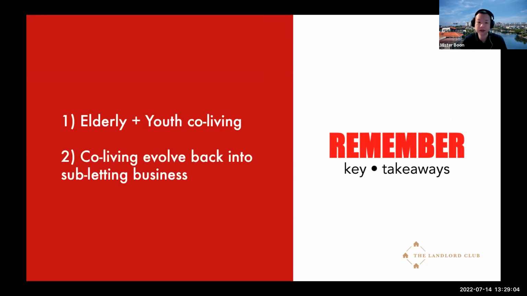Co-living evolved back into a subletting business. Room rental, some touched on this earlier. Room rental is like you are one of the landlords. The landlord is still in charge. You do subletting room rental, 1, 2, 3, then that's it. You might want to provide aircon servicing, you provide free Wi-Fi. But co-living is a so-called atas word.